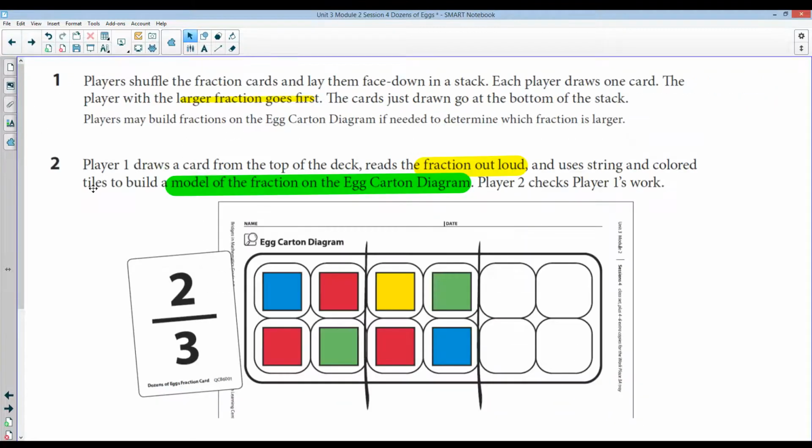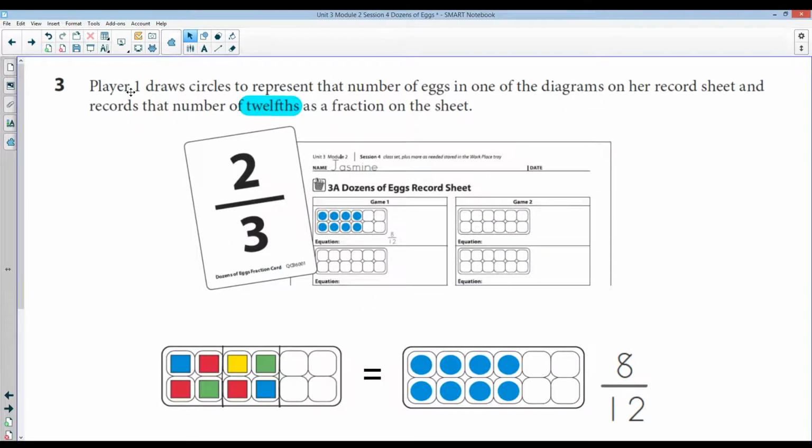Okay, and then player 2 checks the work. And again, if you don't have anybody at home, maybe you have a brother or sister, or your mom or dad who's taking care of you could play with you, or you can just try it by yourself if there's nobody there.